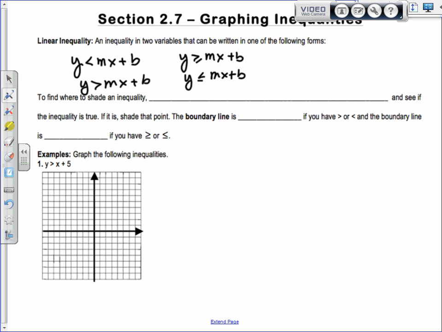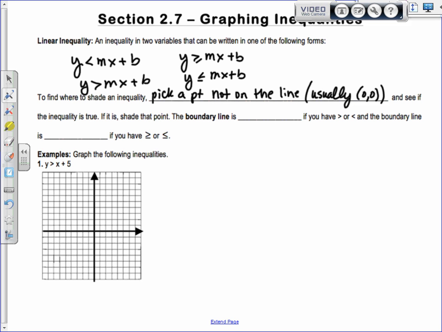So to find where to shade an inequality, pick a point not on the line, usually 0, 0. You want to see if it makes the inequality true or false. If it's true, then you're going to shade that point, so you're going to shade 0, 0 and shade on that side of the line, either above or below the line.